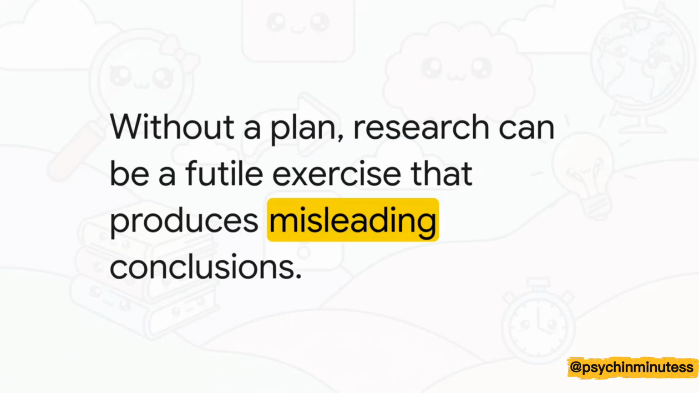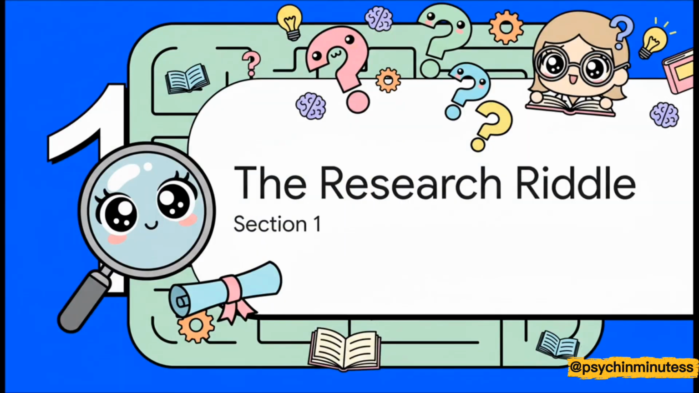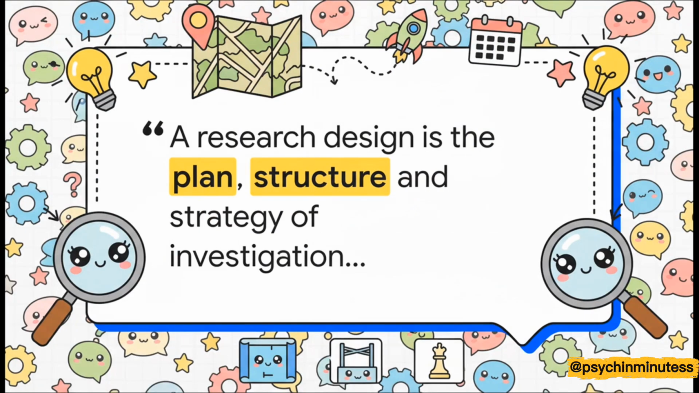Yeah, because if you just dive in headfirst with no real plan, you're basically just stumbling around in the dark. You could end up wasting all your time, or even worse, you might convince yourself of something that's just completely wrong. And that right there is the first big riddle we have to solve. Before you can even think about finding an answer, you have to figure out how you're even going to look for it in the first place. So, what's the solution to this riddle? It's something called a research design.